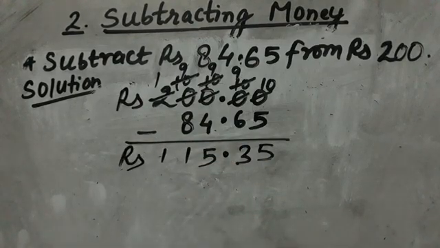So students, here we have got, subtracting rupees 84 and 65 paisa from rupees 200, we have got rupees 115 and 35 paisa.